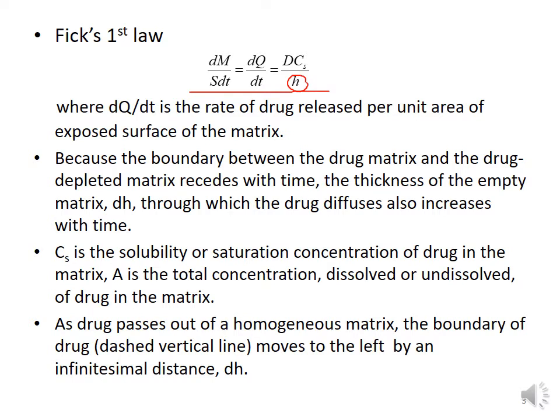Cs is the solubility or saturation concentration of drug in the matrix. A is the total concentration, dissolved or undissolved, of drug in the matrix, and as the drug passes out of the homogeneous matrix, the boundary of the drug, the dashed vertical line, moves to the left by an infinitesimal distance dh.